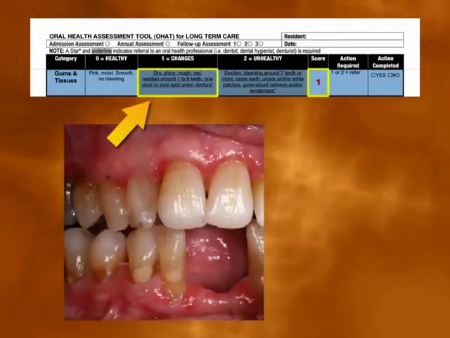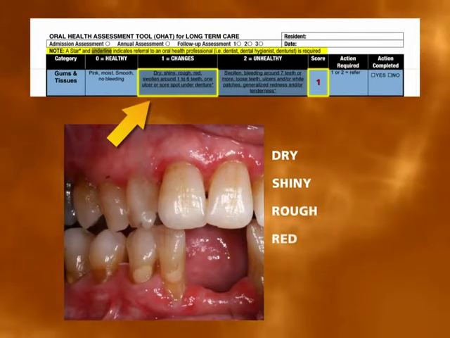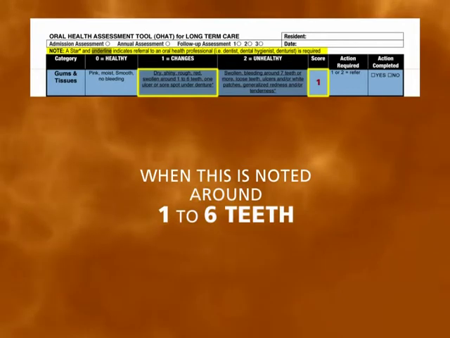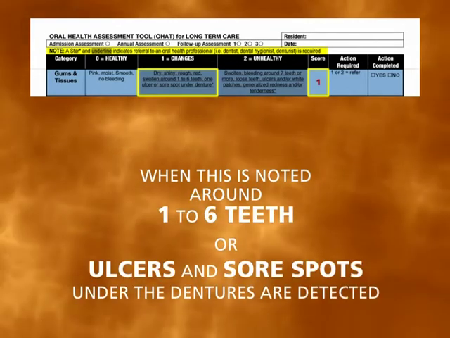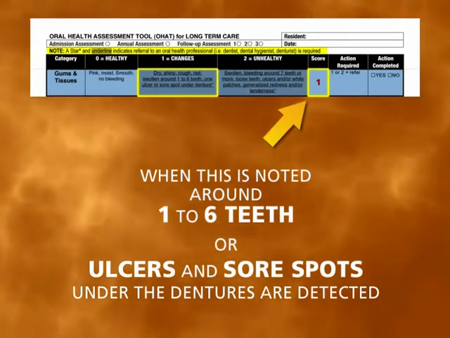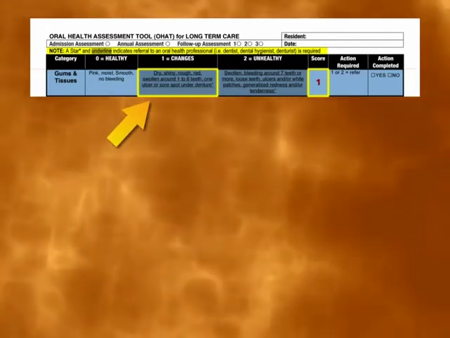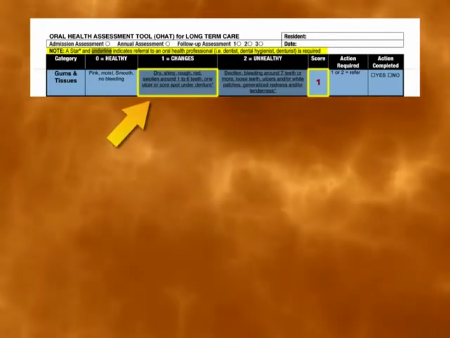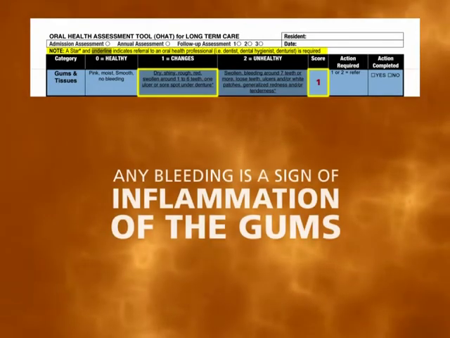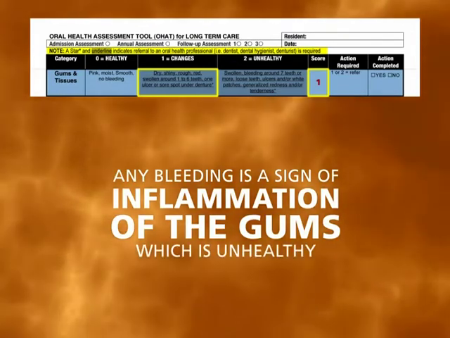Changes to gums and tissues include dry, shiny, rough, red, and swollen gums. When this is noted around 1 to 6 teeth, or when ulcers and sore spots under the dentures are detected, a score of 1 is given. In the assessment tool, this area has been underlined and starred, indicating that the resident would benefit from a referral to a dental professional. Remember, any bleeding is a sign of inflammation of the gums, which is unhealthy.